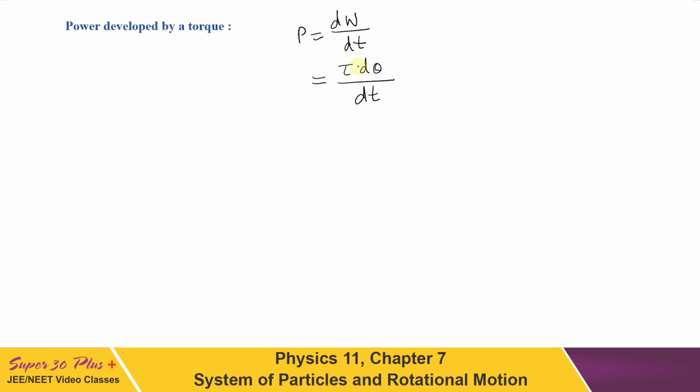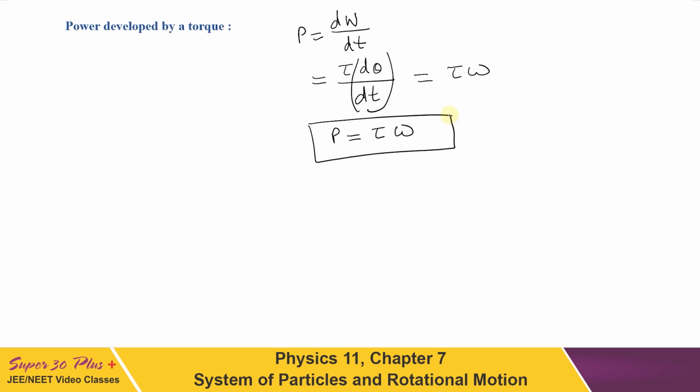What is this d theta by dt term? It can be written as tau omega. And we got the mathematical definition of power. It can be written as tau omega. Again you can see the analogy with translatory motion, where power can be written as F into V. So here F has to be replaced with torque and V has to be replaced with omega. So this is the instantaneous power, because I had used the expression P is equal to dW by dt.